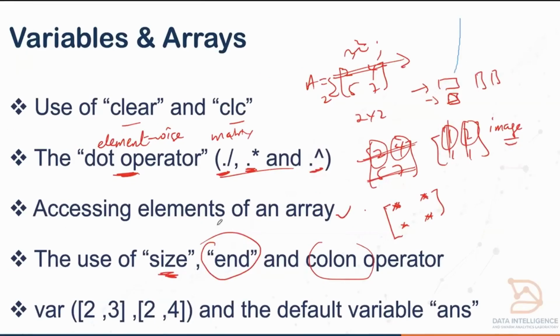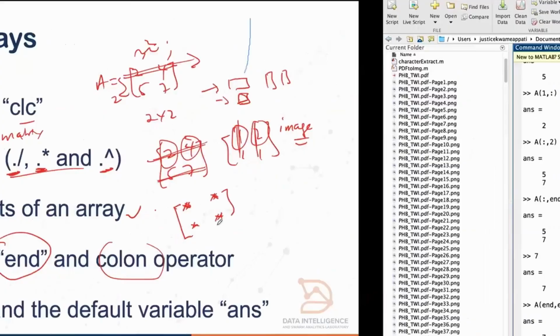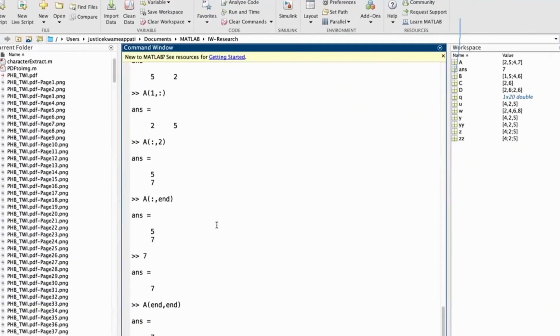Now, assuming you're in the industry and someone gives you a large matrix, you can't spend time going through it one by one. At the same time, you want to have a fair idea about what is inside. So the function size becomes prominent. Size of A tells me how many rows and how many columns.